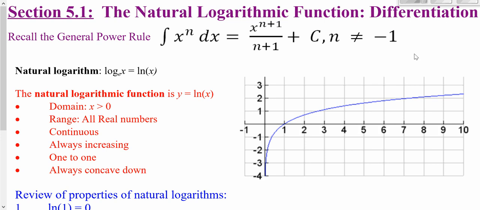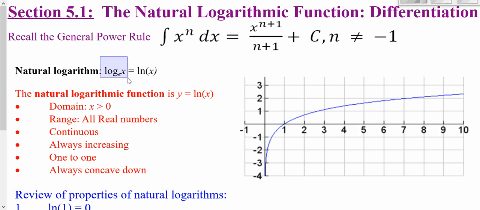Now, remember our general rule for the power rule is to increase your exponent by 1 and then multiply by 1 over that exponent in front, remembering you have to add plus c. And that works great except when n is -1, because remember, 1 over x to the first does not integrate using the power rule. So we're going to go ahead and review stuff with logs.